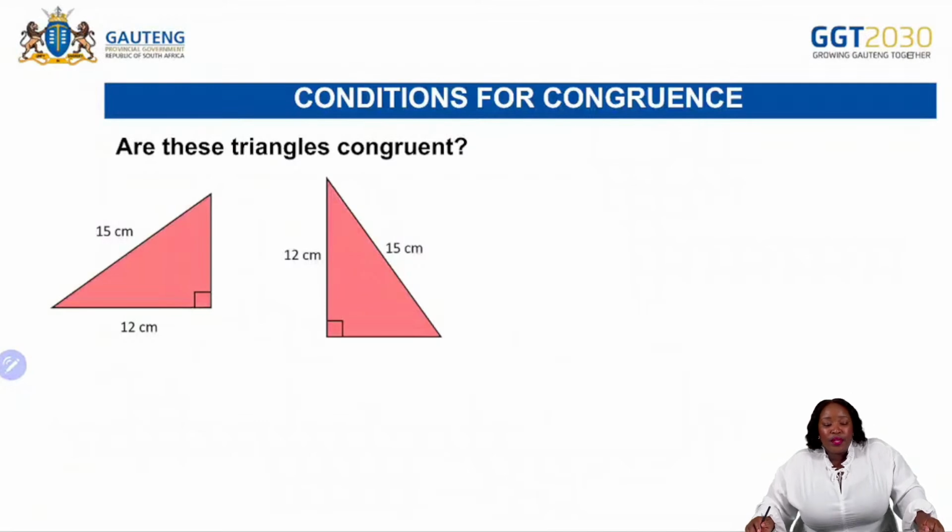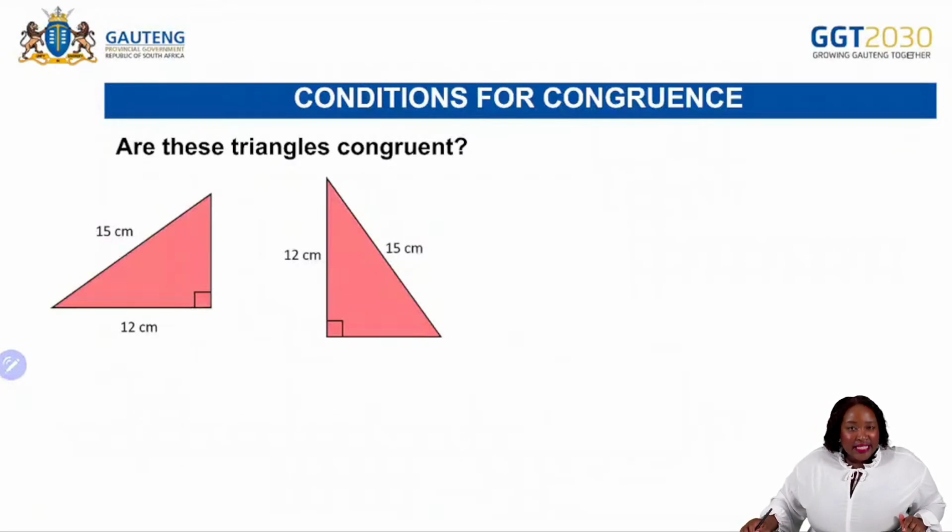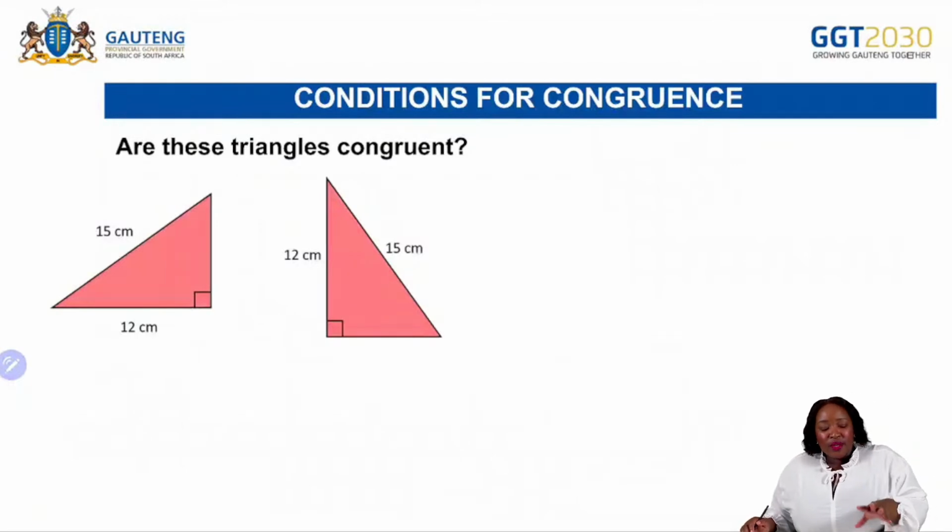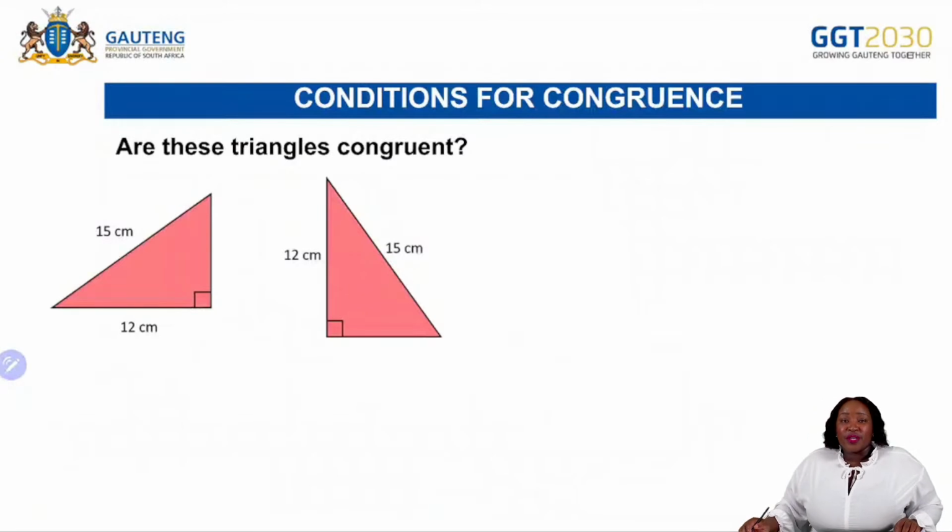I hope you do. The next one, are these ones congruent? Let's look at them. We're given two sides, and are we given anything else? Yes, we're given an angle. We're given two sides and an angle. What is this angle? It's a right angle. And that means that one of the sides has a name. What is it called? A hypotenuse. Now, can we say that these two triangles are congruent?